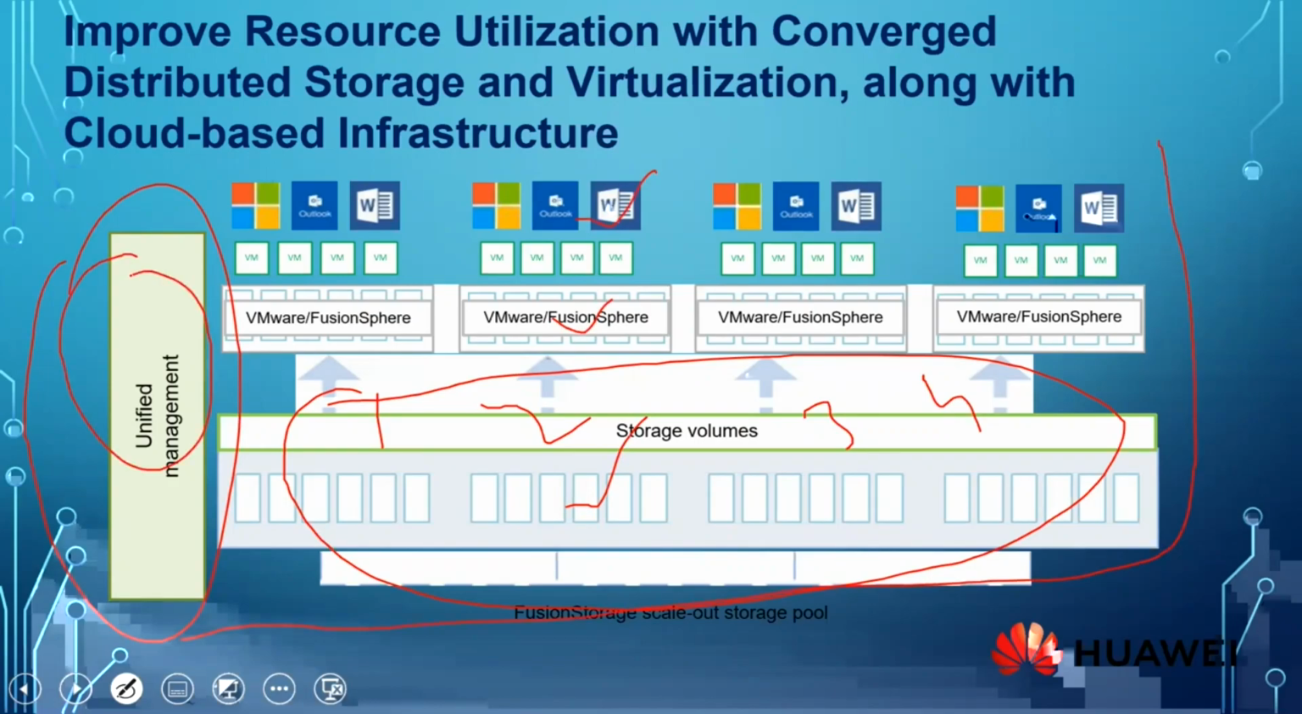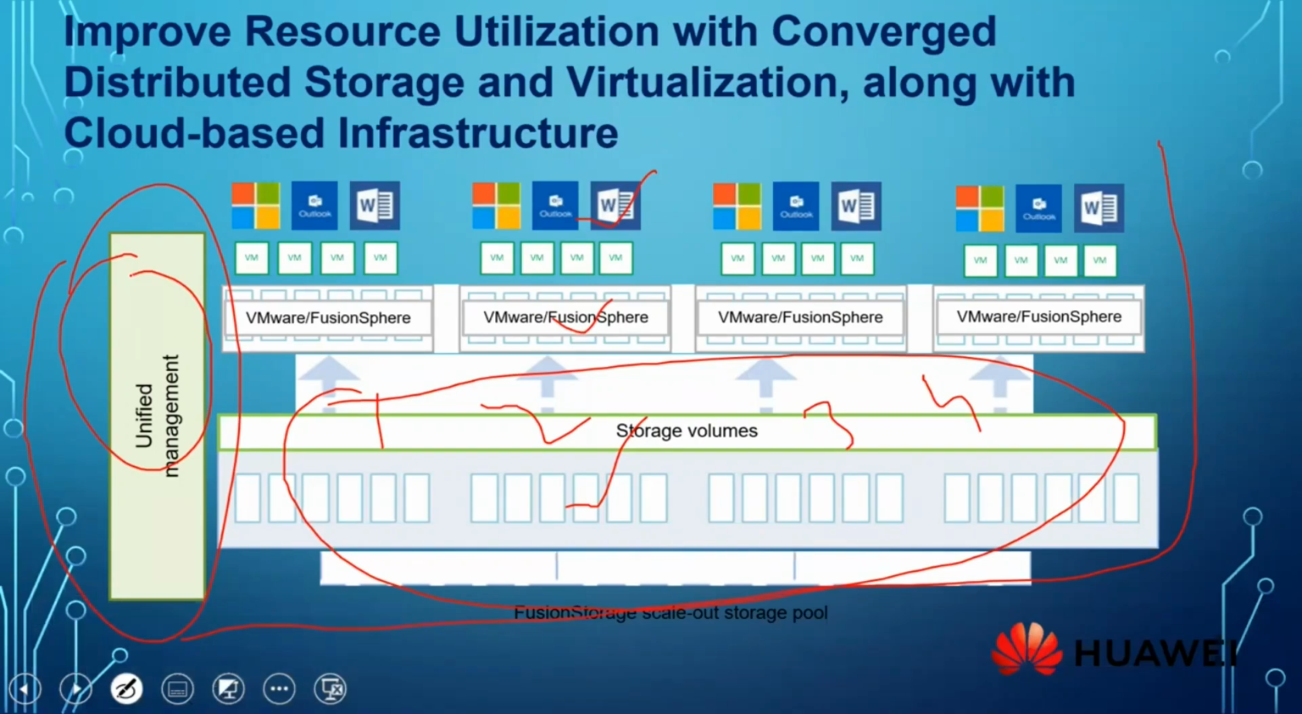So HCI is the best architecture right now to manage your storage, your virtualization software, all the VMs, and network-related things as well. Everything will be in one box, so it is like a cloud-based infrastructure.